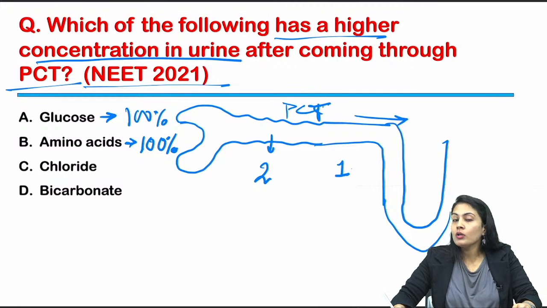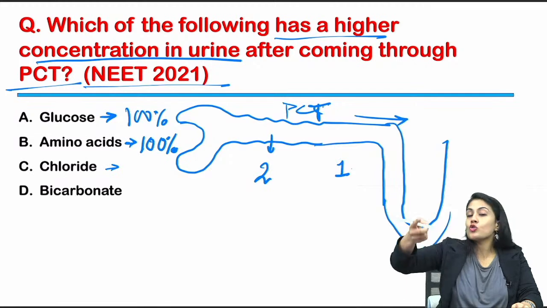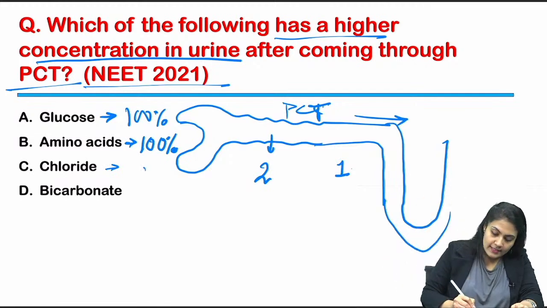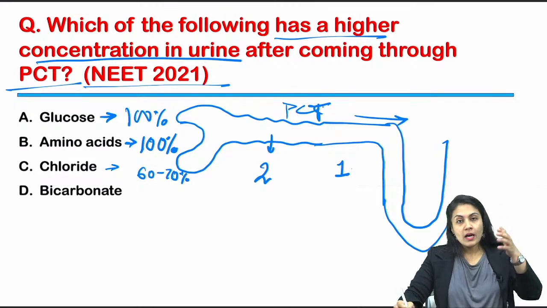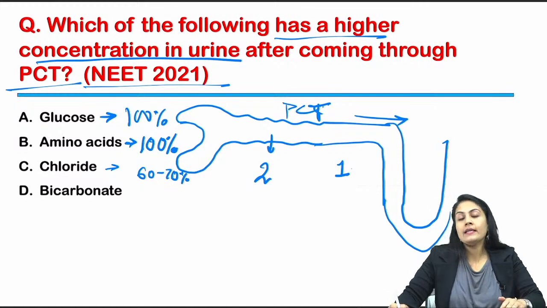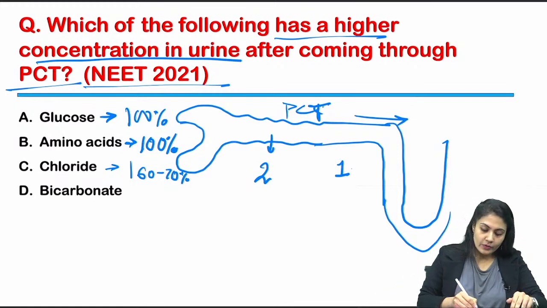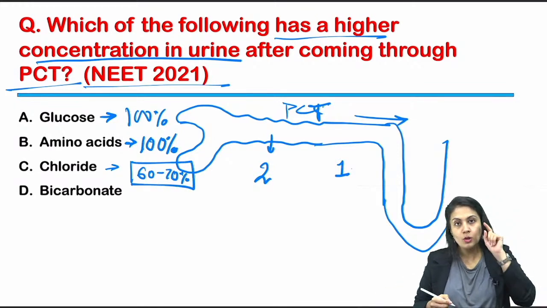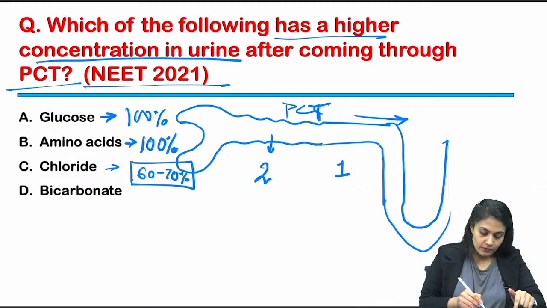Chloride. What about the chloride? Chloride gets reabsorbed with the sodium. Around 60 to 70% of sodium is reabsorbed in the PCT, and throughout the nephron it is going to be 95 to 97%. Sodium and chloride both are going to get reabsorbed, but only in the PCT we have 60 to 70% reabsorption of the chloride. It is coming with the sodium itself.